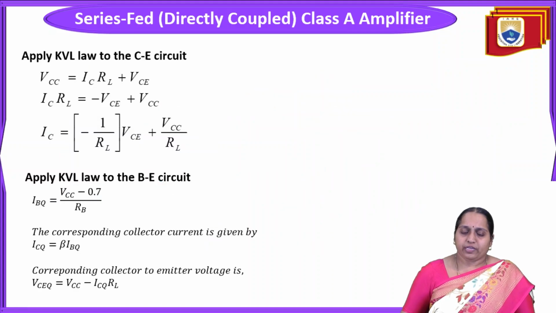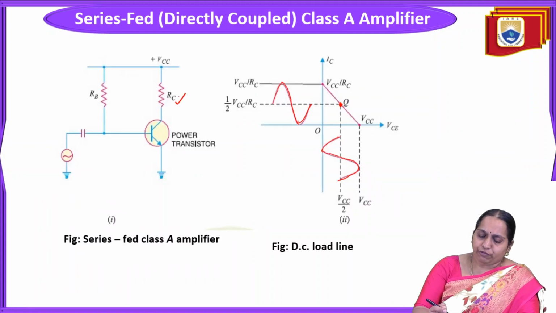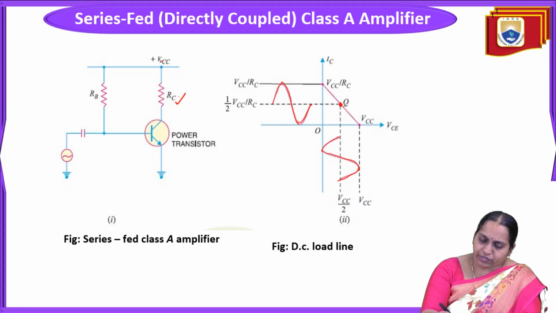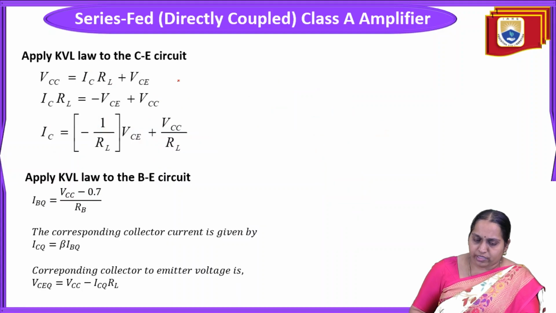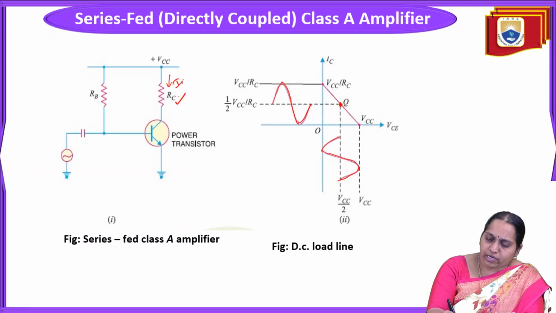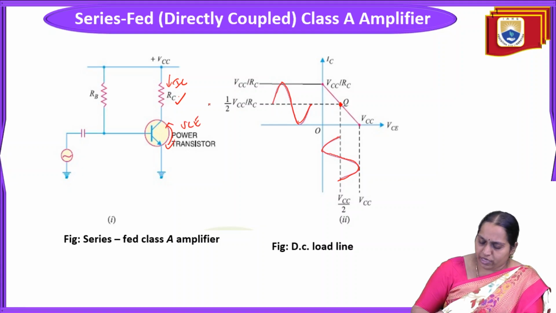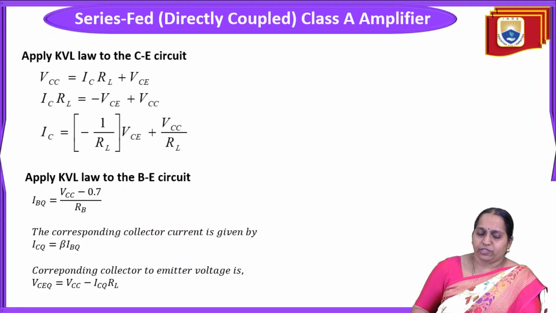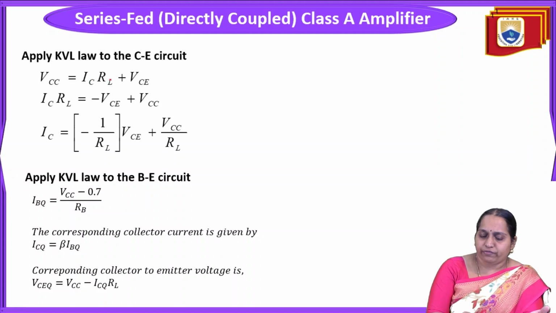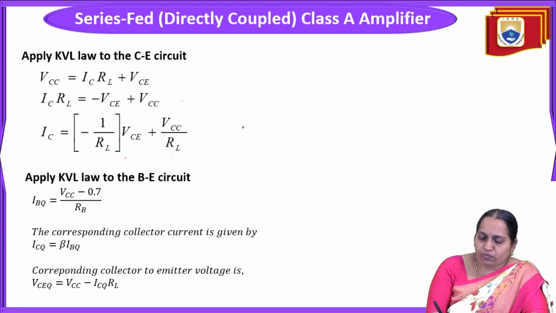In this case, the operating point is IC equal to VCC by 2 RC and VCE equal to VCC by 2. If you look at this diagram and apply KVL to the collector emitter branch, VCC equals IC into RC plus VCE. RC is nothing but RL, as I told. So VCC equals IC into RL plus VCE. Taking VCE to the other side, IC into RL is equal to minus VCE plus VCC. So IC is equal to minus 1 by RL into VCE plus 1 by RL into VCC.